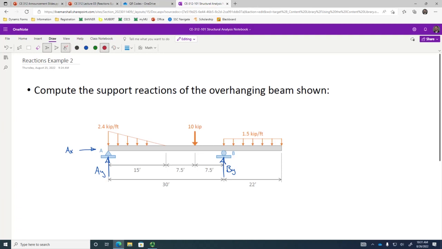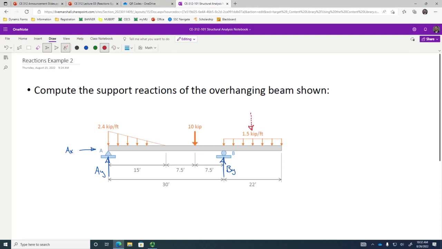Okay, now, before we start computing reactions, I kind of want to deal with these distributed loads a little bit. Now let's start off with this one over here on the right, this 1.5 kips per foot. So I have 1.5 kips per foot, and it is distributed over a length of 22 feet. I like dealing with concentrated forces. So what I'm going to do is take that load and collapse it into a single concentrated force.